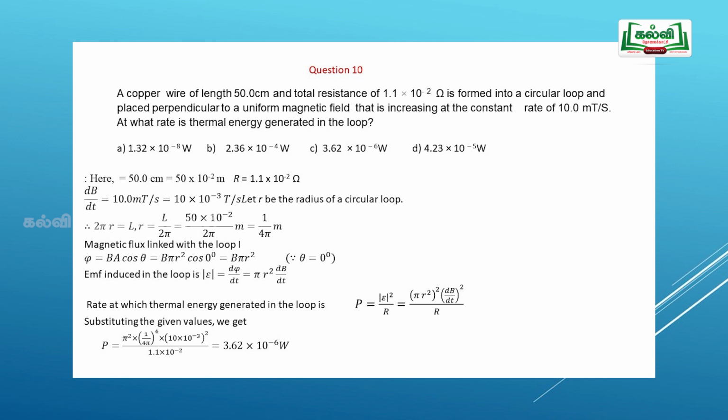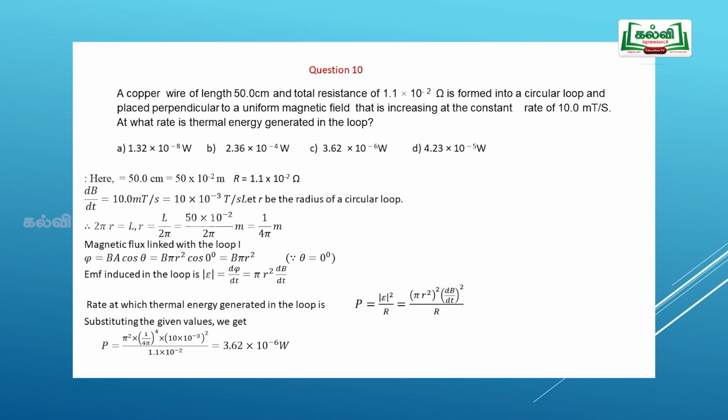At what rate is thermal energy generated in the loop? Again, voltage, current. Once you know voltage, that itself is enough for you to calculate the power. Once you know voltage, what is power? V square by R, xi square by R. So, to get the voltage, go back. What is xi? D phi by dt. That is d by dt of BA. A is area pi r square, dB by dt. dB by dt is directly given in the problem, 10 millitesla.